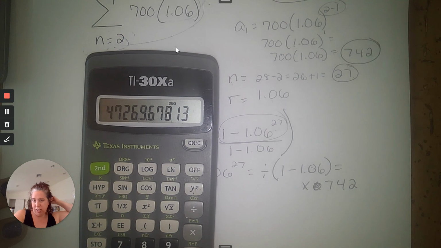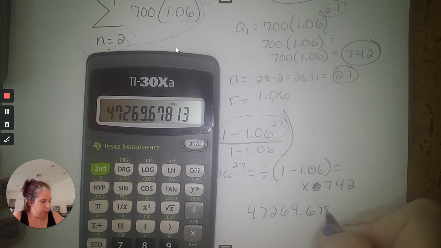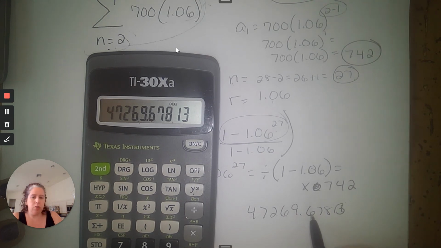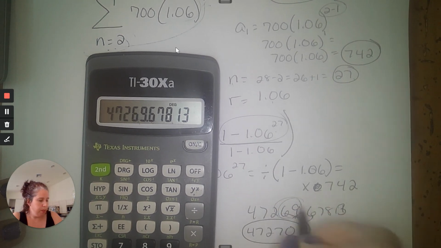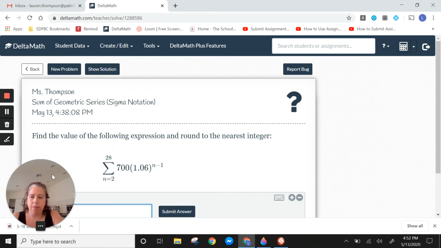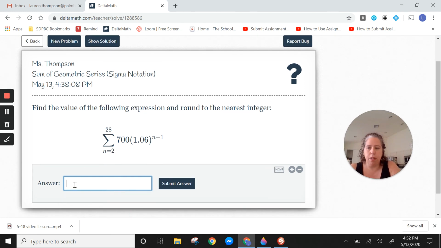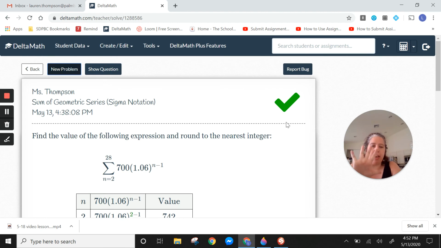Okay, and again it says round to the nearest integer. So I got 47269.67813. So we look here, so this number jumps this one up. Remember, that's a 9. So we're going to jump up 69 to 70. So 47270. Let's go back. So we should have 47270. Submit my answer. Is this the one? Yep, look, it's right. Okay, you got 5 of these to do, guys. Let me know if you need any help. All right, bye.